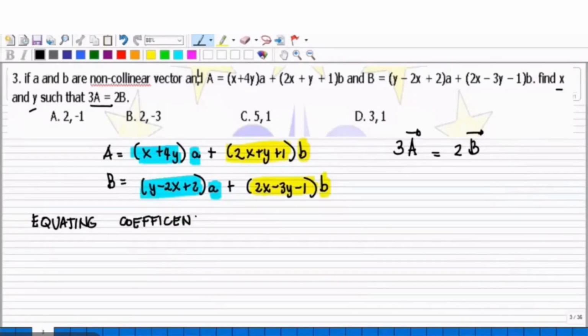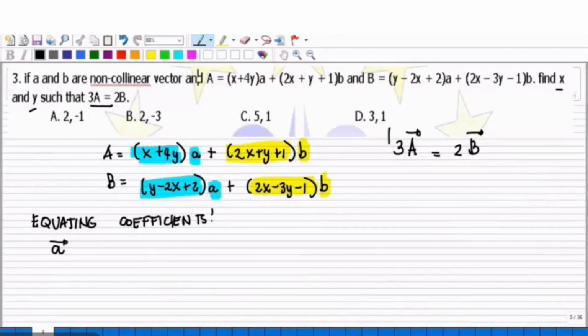Okay? So, equating coefficients po ang gagawin natin. Okay? So, parang naglalaplas lang tayo. Kunin lang natin yung coefficients ng A at kunin lang natin yung coefficients ng B. Unahin natin si directional vector A. Okay? So, yung mga coefficients niyan, so that is x plus 4y.